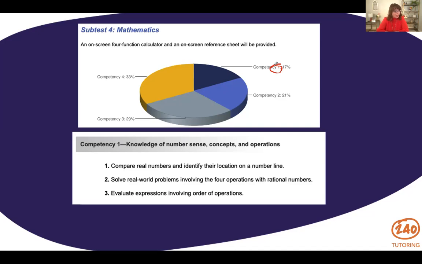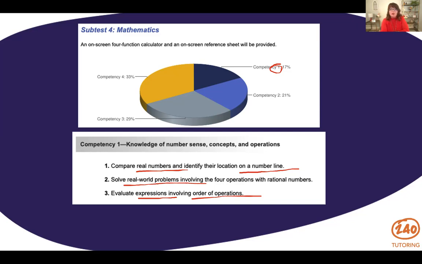So when we look at competency 1, we are looking at knowledge of number sense, concepts, and operations. So we're going to be comparing real numbers and identifying their location on a number line. We're going to solve real world problems with all 4 operations, and then we're going to evaluate expressions involving order of operations. So if you're unfamiliar with that, we're going to talk about that a little bit today. And forgive me for that little bit of lag in my mouse. The internet here where I'm at is just not being real cooperative today. So hopefully you can follow along and I'll be able to write on the screen.